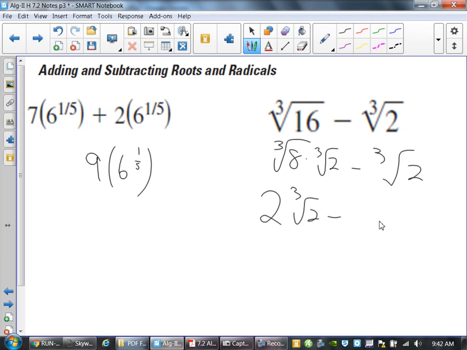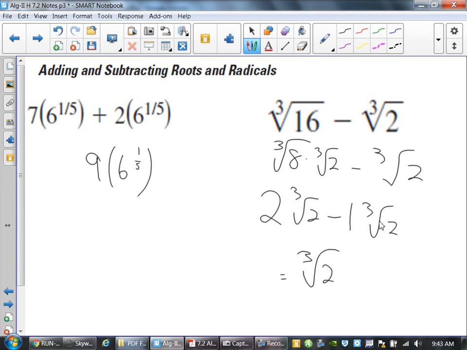So it's 2 times the cube root of 2 minus, what's the coefficient in front of the cube root of 2 on the second part? A negative. You're right, it's a negative 1. So it's minus 1 of the cube root of 2. So what's 2 cube root 2 minus a cube root 2? Very good.